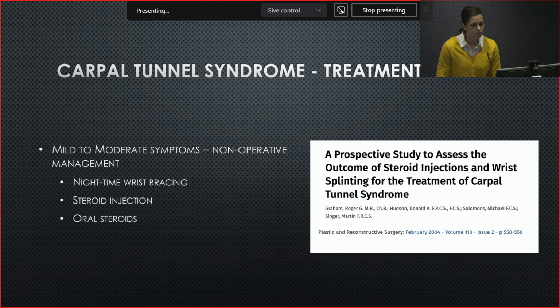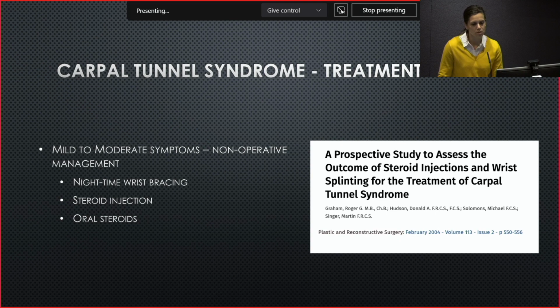Non-operative treatment is appropriate for patients with mild to moderate symptoms. If numbness is not constant, they don't have thenar atrophy, and there's no severe changes on electrodiagnostic studies, like no denervation or axonal loss. Nighttime wrist bracing, the wrist braced in a neutral position, should improve symptoms.